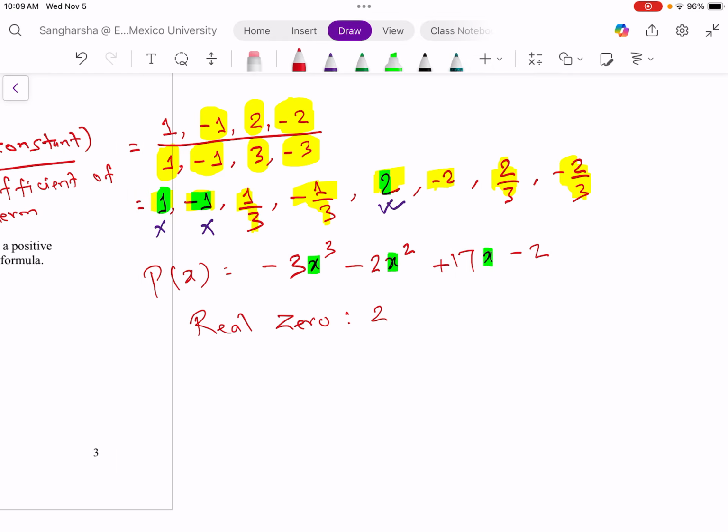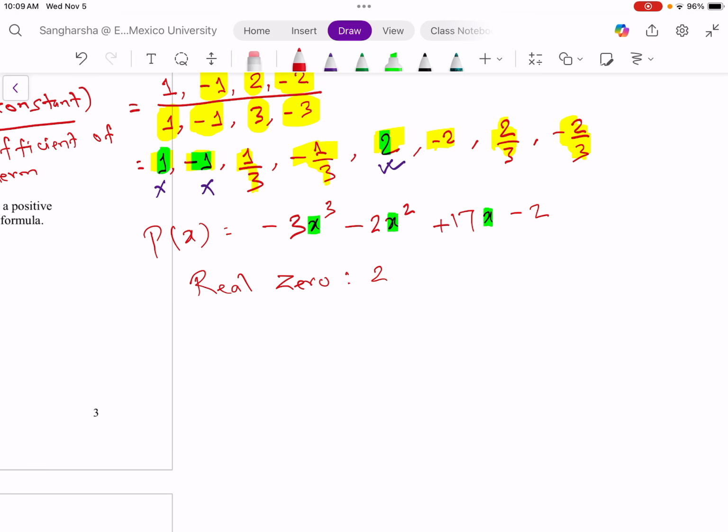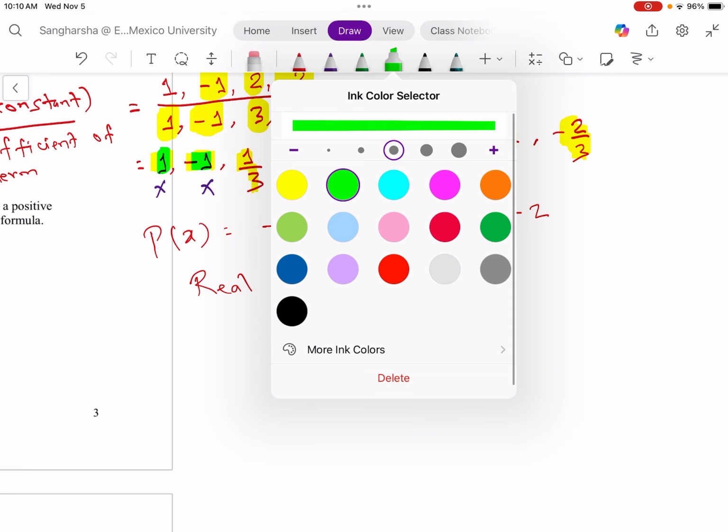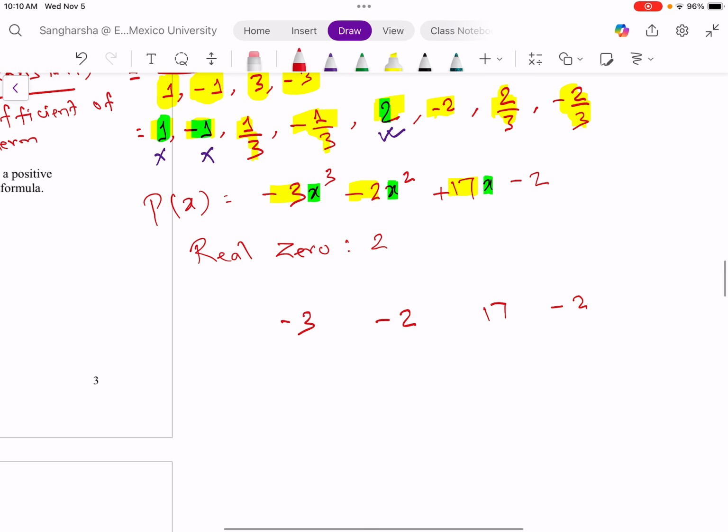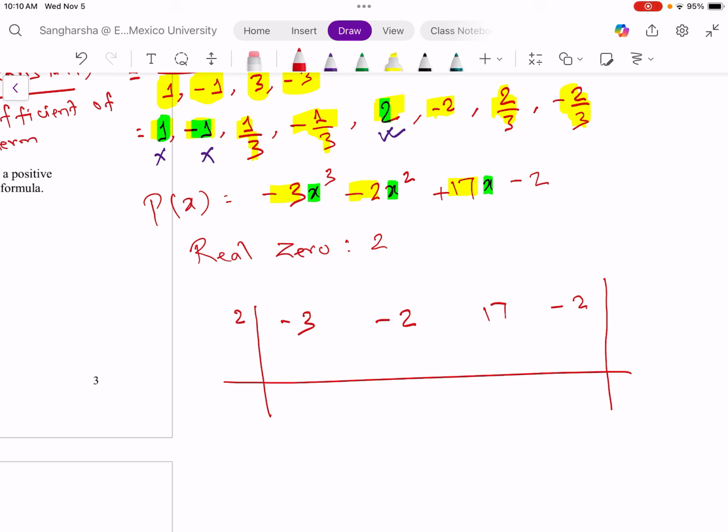So what is the first step of synthetic division? We write down the coefficient of each term. So negative 3, the coefficient of x square is negative 2, the coefficient of x is positive 17, and the constant is negative 2. And we divide these coefficients by which number? Can you tell me a number that we will use here? By the real 0, which is 2. We are using the real 0 to divide these coefficients.